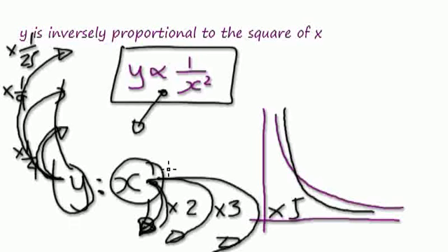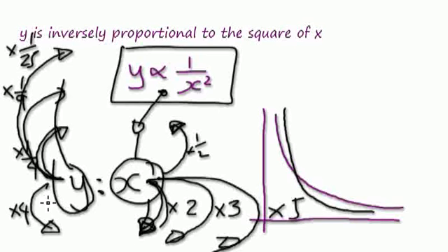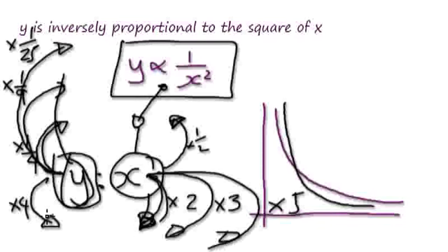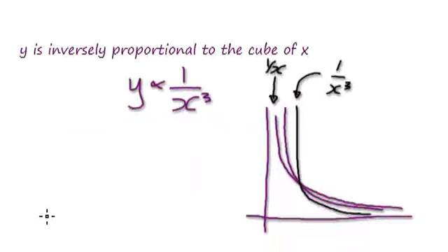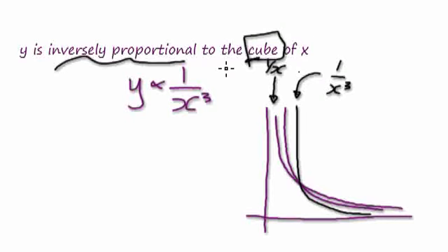And then if you decrease this, let's say if you halve this, times a half, then you're going to times this by 4. You see, when x gets smaller, then this y is going to get a lot bigger. And the other one is, you can say y is inversely proportional to whatever. You can say to the power of 1 million if you wanted to. So if y is inversely proportional to the cube of x, then it will look like this.